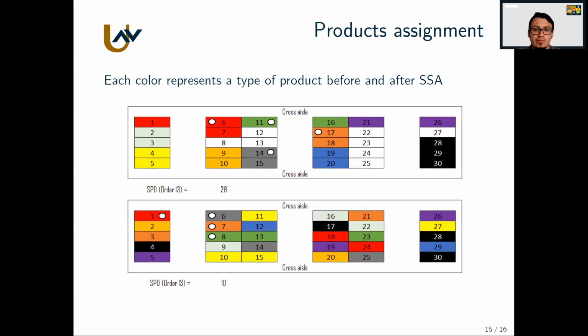Now, this is another example, another order. In the first case, the picker has to visit 2 aisles in order to collect all the items. But in the second case, when scattered storage is the policy, the picker only has to go to the first aisle to collect all the items. The total distances are 28 in comparison to 10, which is also more than 60 or 70% better with scattered storage in comparison with traditional storage allocation.